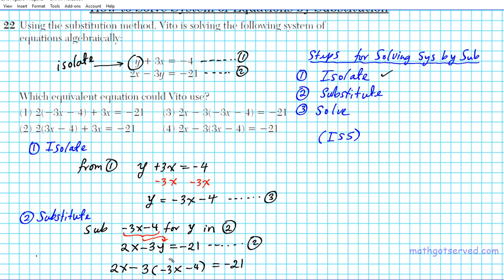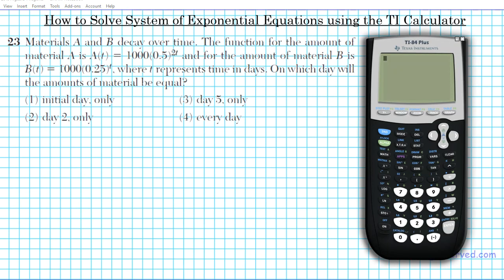Upon the substitution step, before simplification and solving, let's see if we have a match. 2x minus 3 times the quantity negative 3x minus 4 equals negative 21. The correct answer, or the equivalent equation that can be used to solve this, is option number 3. Alright, let's take a look at question 23.